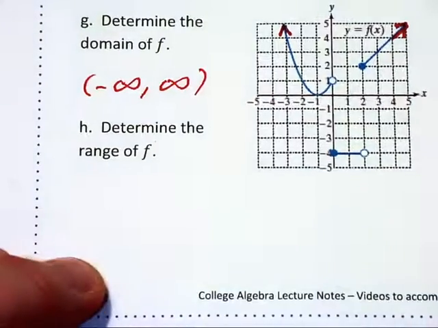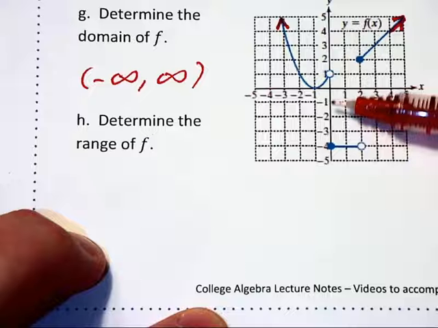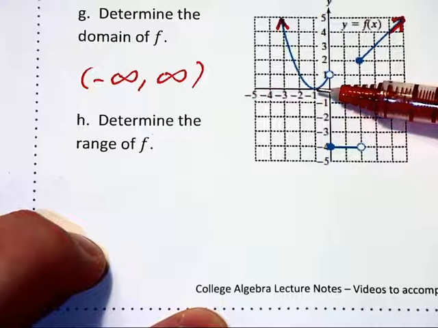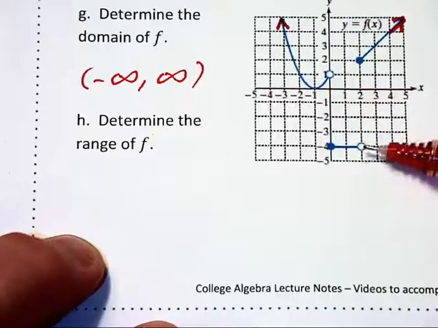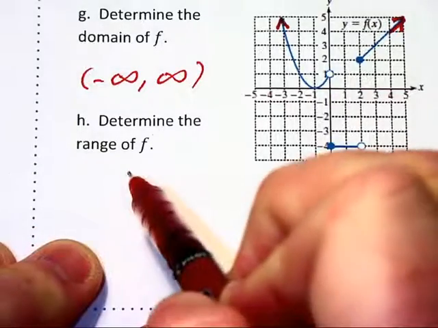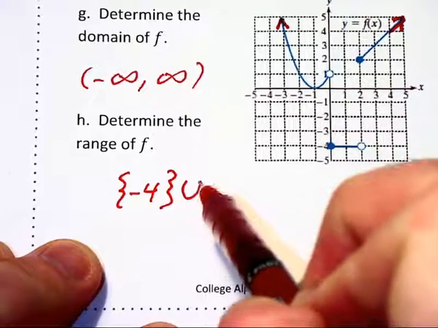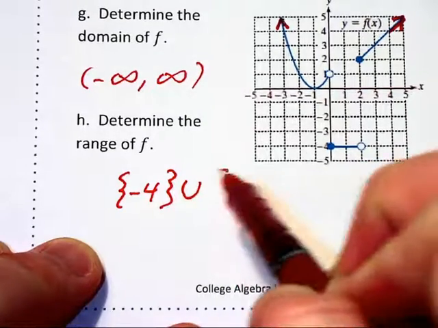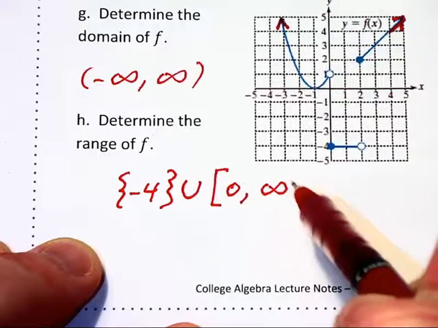As far as the range goes, it goes up forever. It seems like the lowest value is at the x-axis at 0, but it also takes on negative 4 down below. So we have negative 4, the number, joined together or united with the interval which starts at and includes the 0 on up to infinity.